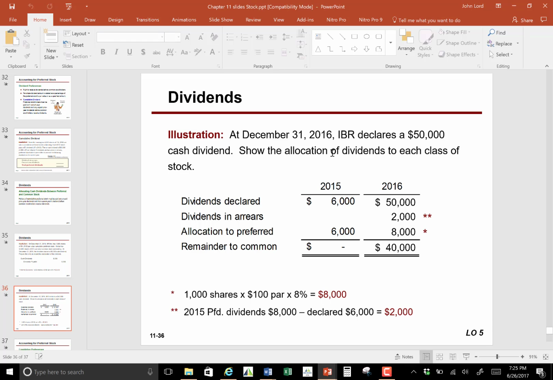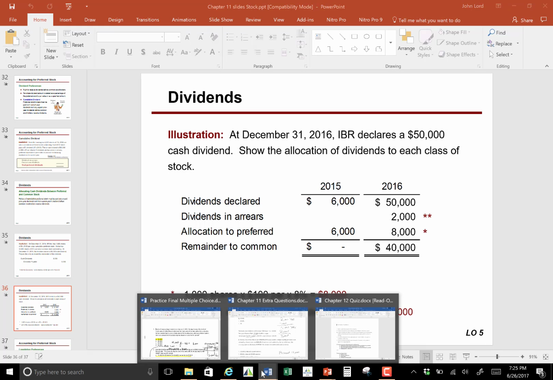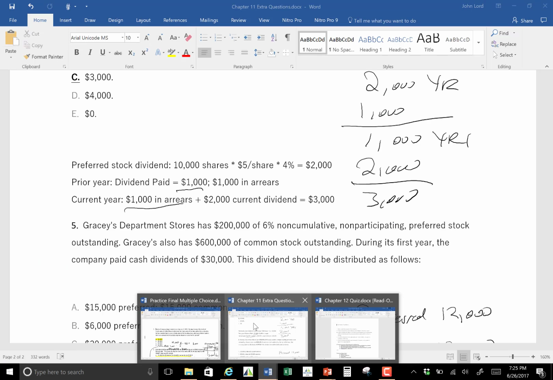Quiz on number 4. The extra questions or the regular quiz?